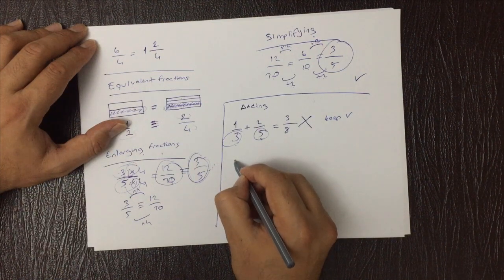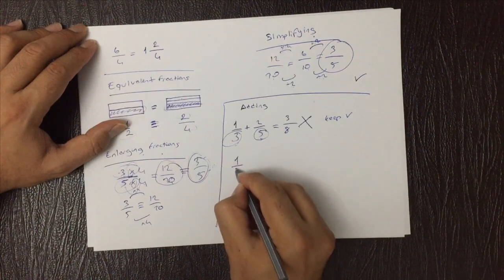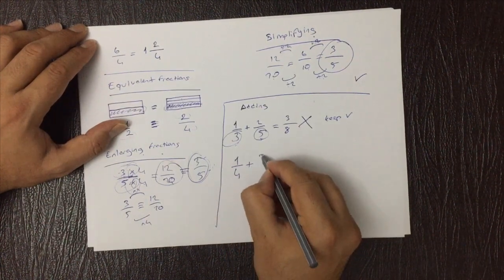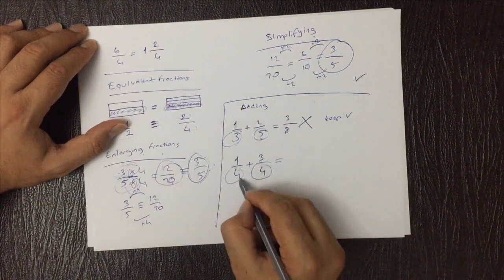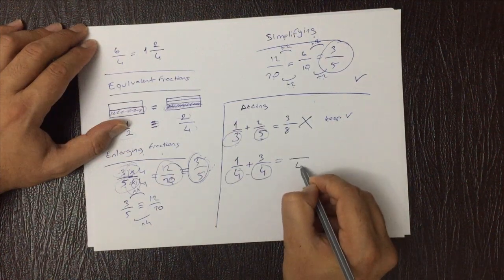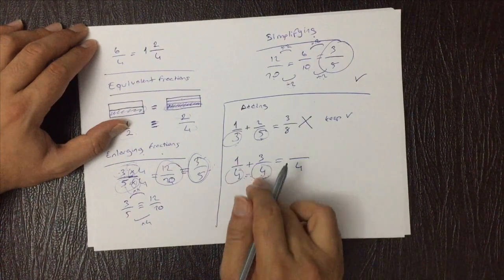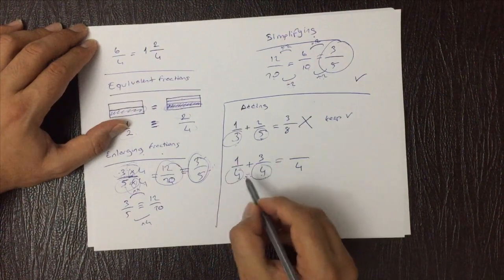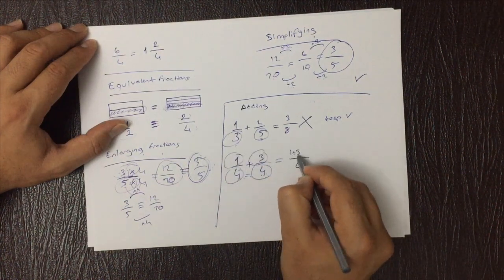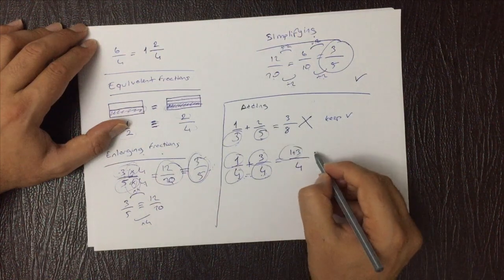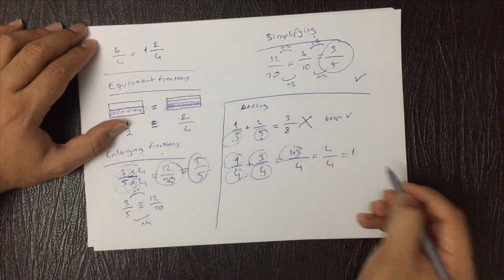For example, 1 out of 4 plus 3 out of 4. Look, the denominators are the same. If they are the same, then I can make the addition. So the denominator stays the same. Don't change it. Just add the numerators: 1 plus 3 is 4, so 4 over 4. Then it is also 1, as you know.